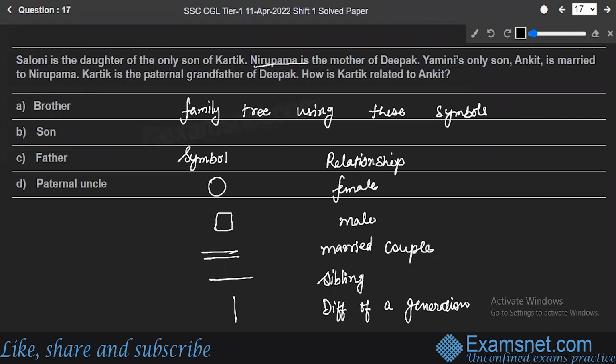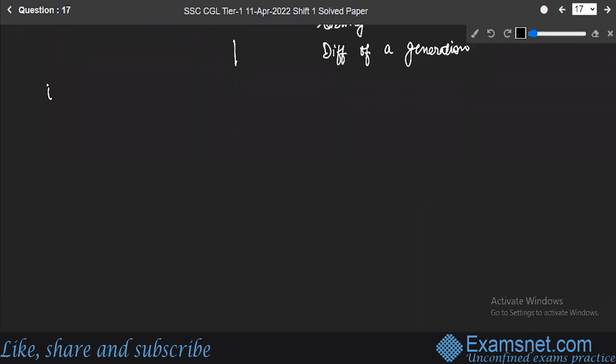So let's see the situations that are given. I'll start from here. Nirupama is mother of Deepak. This is a very basic relationship, so I'll start with this. So Nirupama is a female. I'll put her in a circle. Nirupama is a female and she is mother of Deepak. So here is Deepak. Right? We are not sure whether Deepak is a male or female, though the name indicates it's a male, but we just can't go on this. We need to have the proofs. So I'll just leave Deepak like this only.